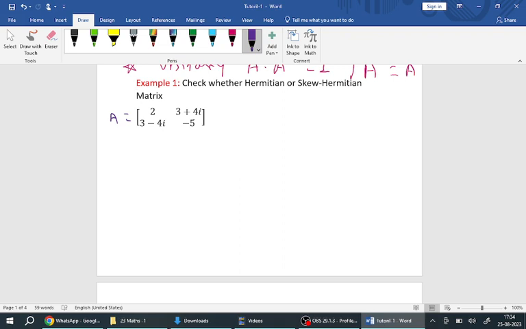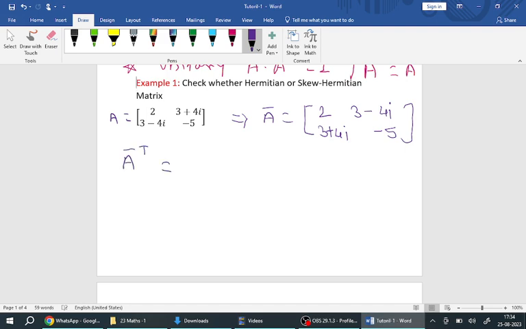Next step, you can write the conjugate matrix. The A bar matrix we can simply get by changing the sign of the imaginary part. So 2 is only real, so it stays as it is. But the conjugate of 3 plus 4i is 3 minus 4i. Next, the conjugate of 3 minus 4i is 3 plus 4i. And the last one, minus 5, is real and stays as it is. So this is the conjugate matrix.